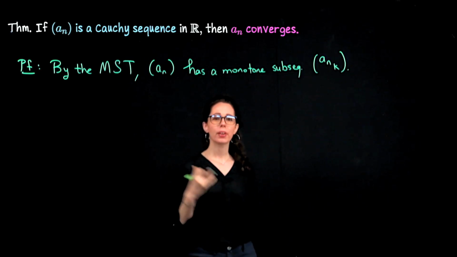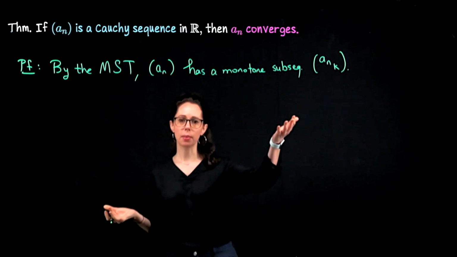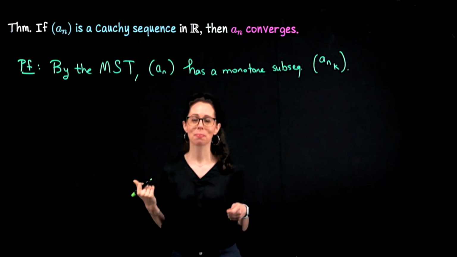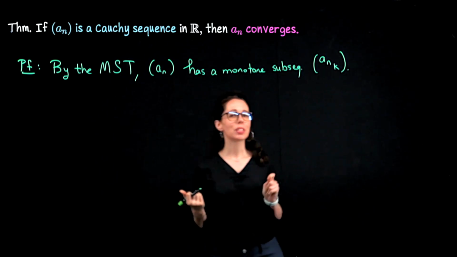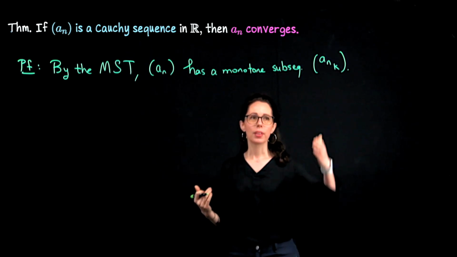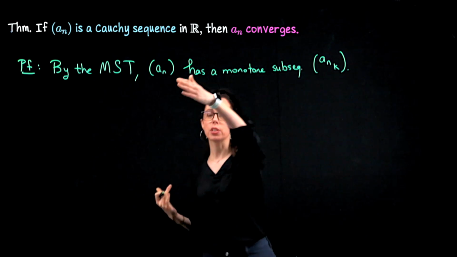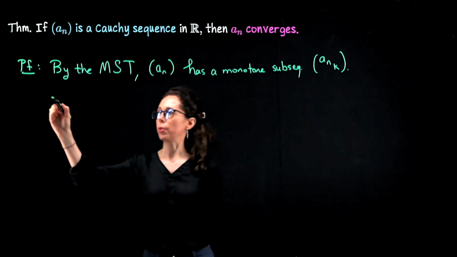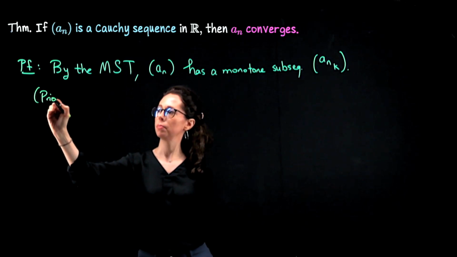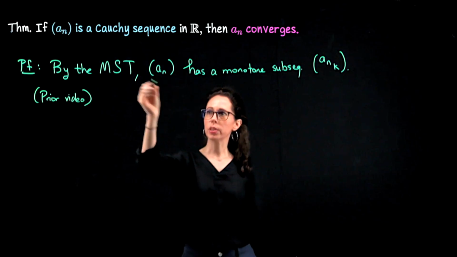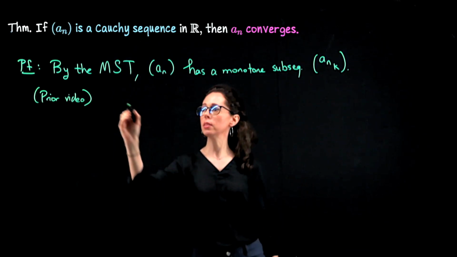Okay. Every sequence of real numbers has a monotone subsequence. This is a sequence of real numbers, so it has a monotone subsequence. The first result we proved in the previous video was that all Cauchy sequences are bounded. Well, this consists of terms from the original sequence, so this sequence is bounded in its own right. So let me just say prior video. Since the original sequence is bounded, so is the subsequence.